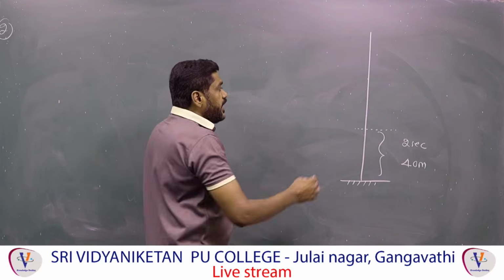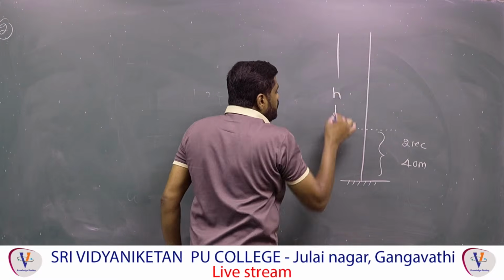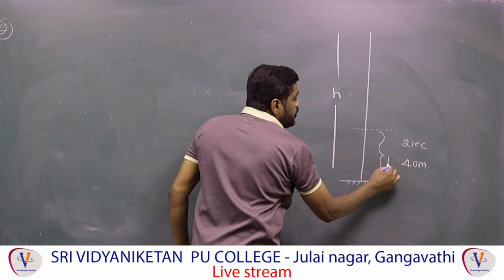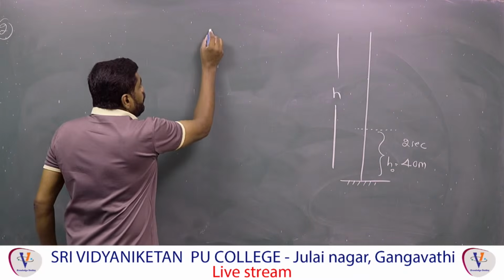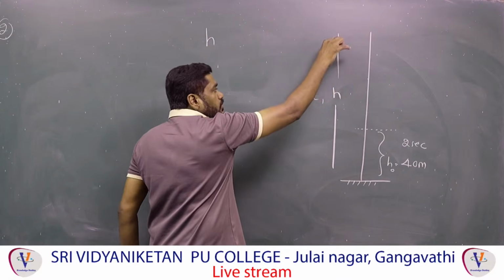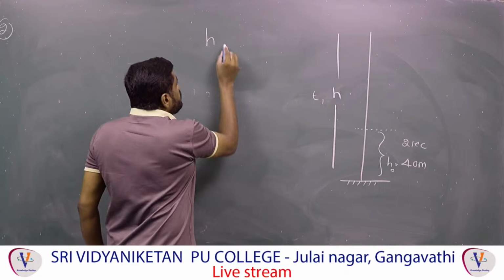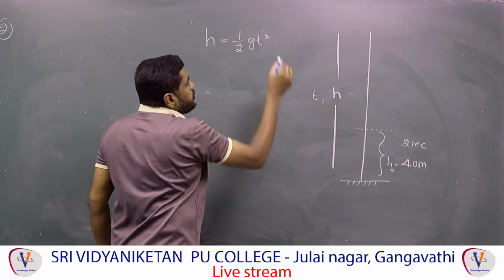Therefore, now for example, if you take the total height h, and h naught is equal to 40 meter. If you take the total time as t, that means the total time from the dropping point to the reaching point. So what is the formula for free fall? h is equal to half g t square.